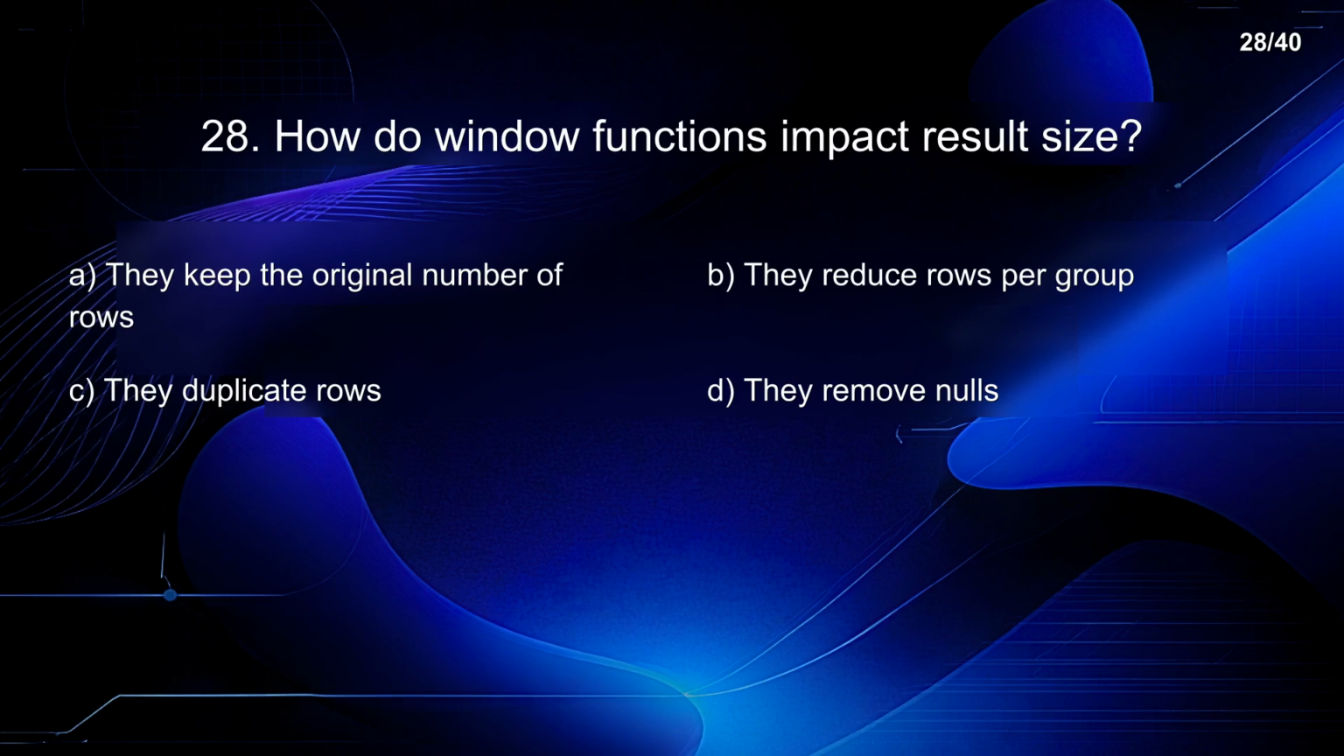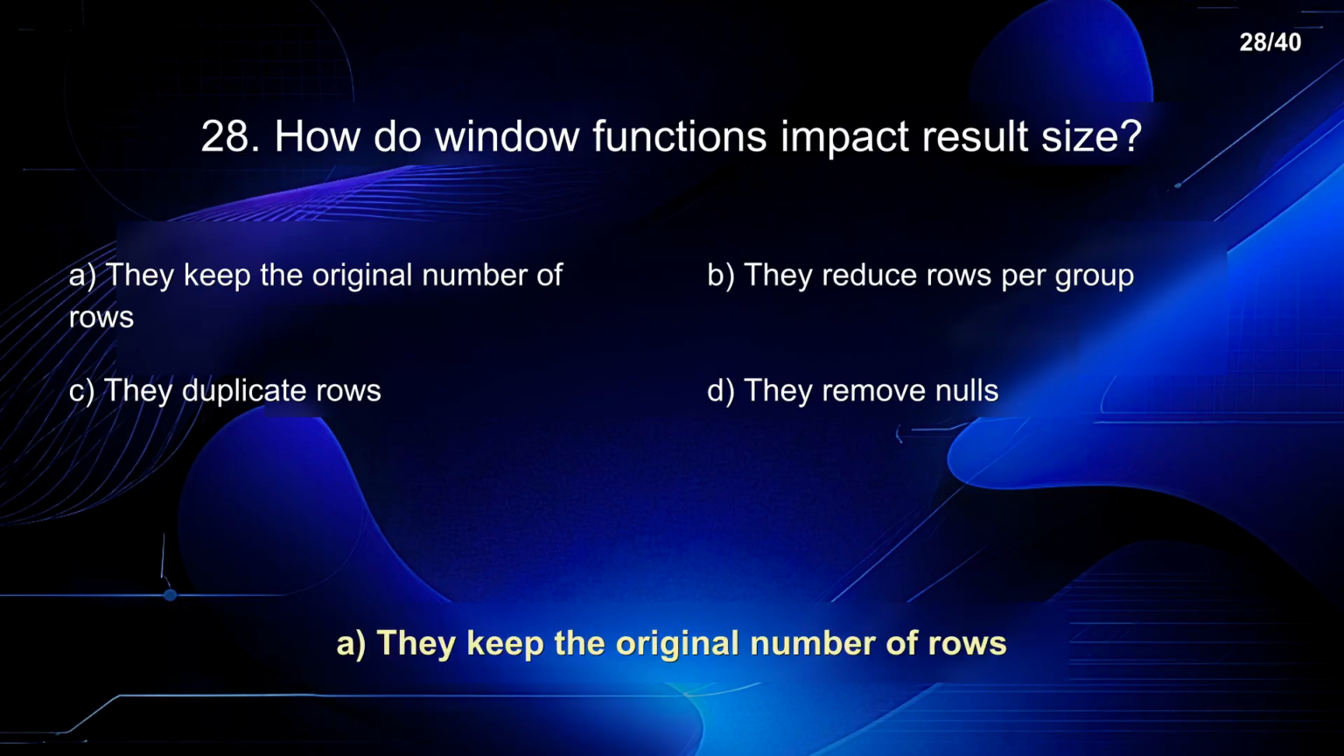28th question. How do window functions impact result size? A. They keep the original number of rows. B. They reduce rows per group. C. They duplicate rows. D. They remove nulls. Correct answer is A. They keep the original number of rows.